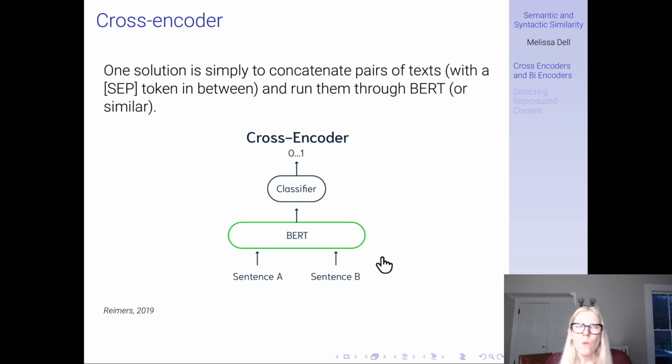One way that you could address the question of whether two texts belong together in some respect, they're the same text, one answers a question of the other, etc., is to simply concatenate the pairs of texts with a separator token in between and run them through BERT, or your preferred large language model, and then use a classifier head. And you'll classify it as same or different. So again, pretty straightforward. You have two pieces of text. You concatenate them, pass them through a transformer language model, an encoder, and then have a classifier head.